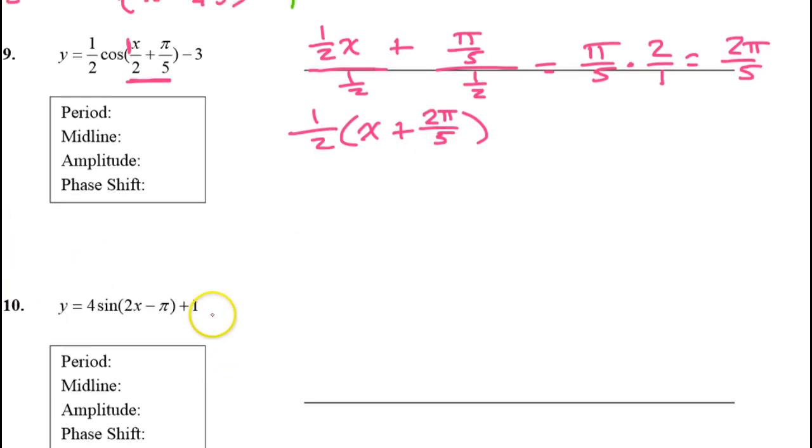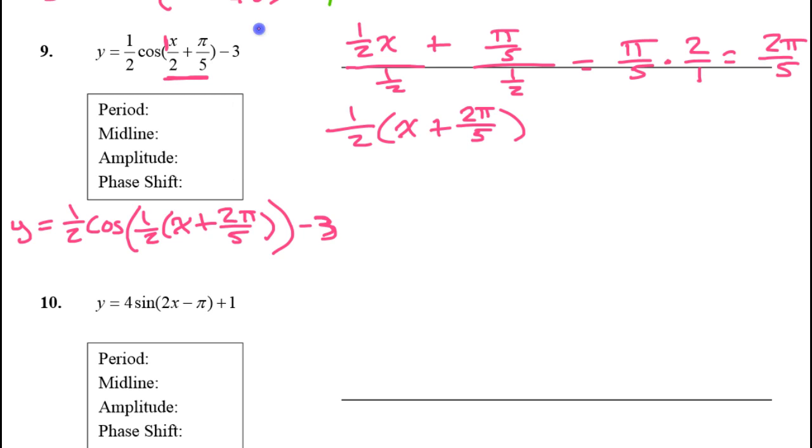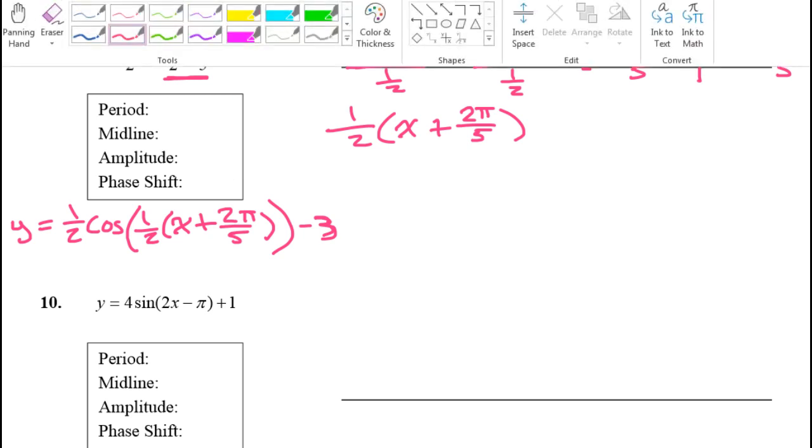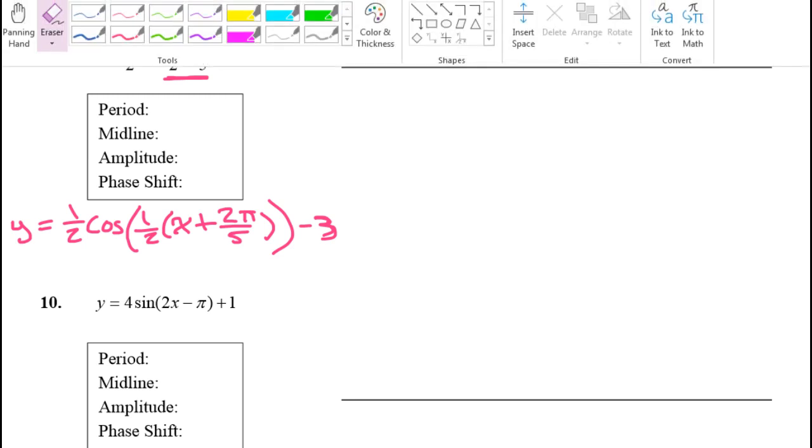So my new version of this equation is going to be y equals 1/2 cosine of 1/2 times the quantity x plus 2 pi over 5, and then minus 3. This is the version of the equation that I'm going to use for the rest of the problem. Really the only thing I changed was the inside of the parentheses, but that will help me see some key things.